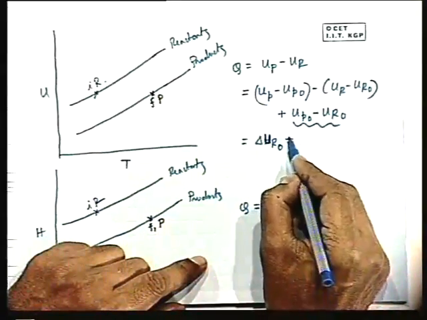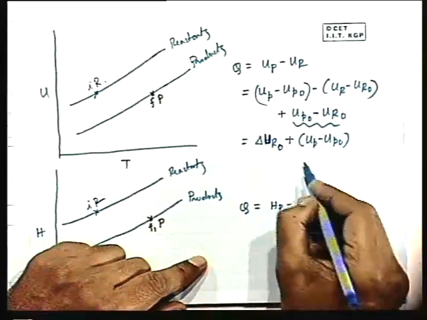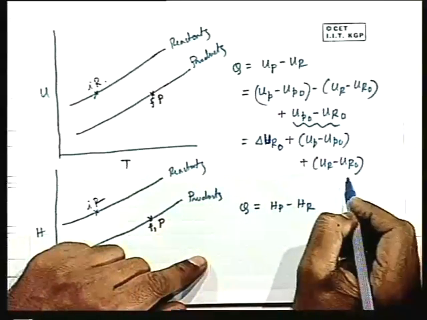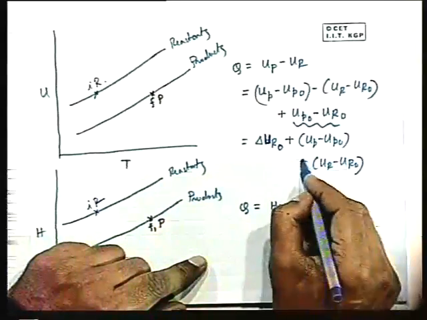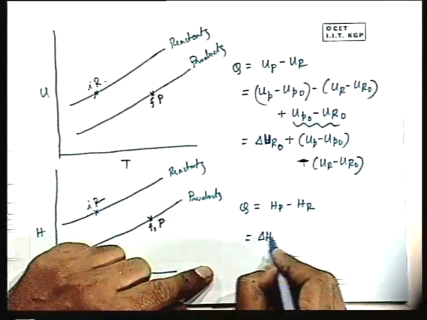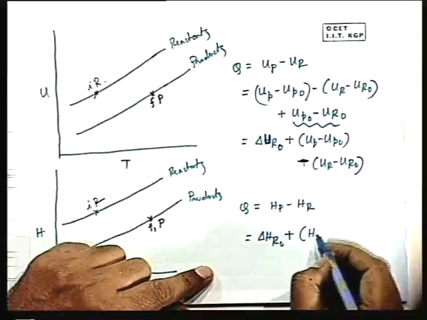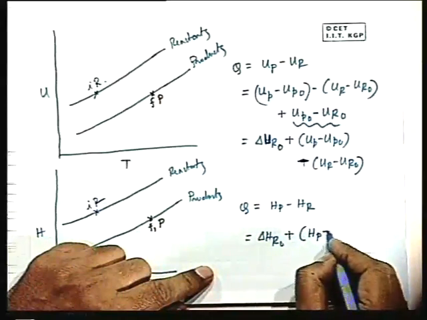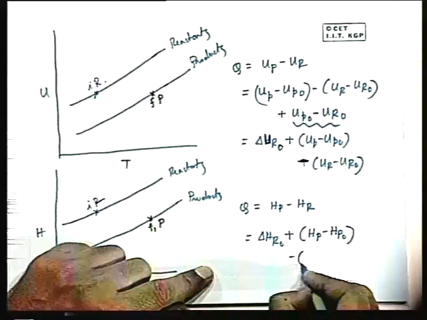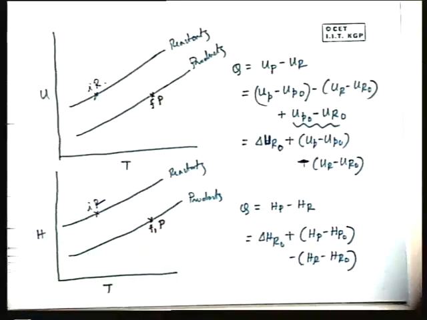Plus UP minus UP0 minus UR minus UR0. Similarly, we can write this as delta HR0 plus HP minus HP0 minus HR minus HR0. Okay.